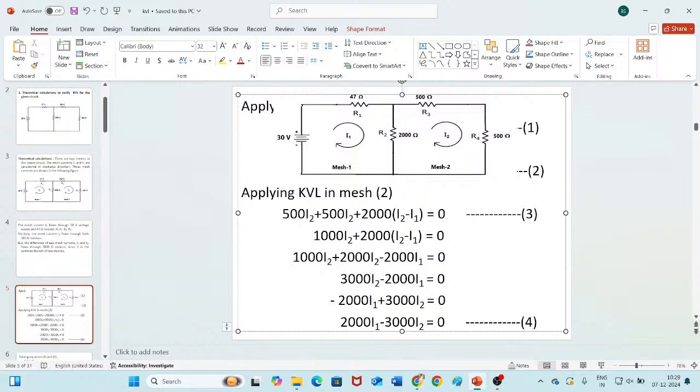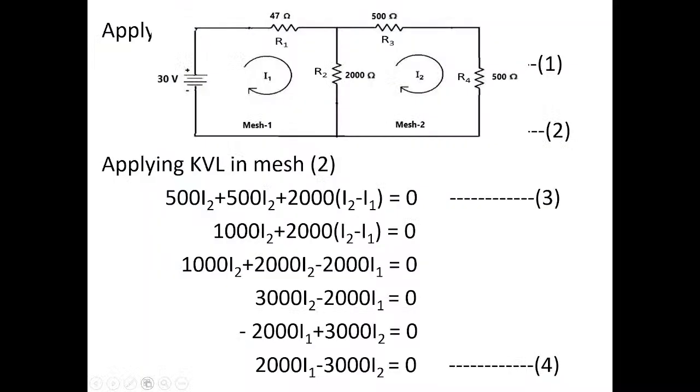So just 1000 I2 plus 2000 I2 minus I1 is there. So 2000 I2 minus 2000 I1. I have just expanded the above equation. And what you can do later is you just add the common terms. So I have added 1000 I2 and 2000 I2. I have got 3000 I2 minus 2000 I1 equal to 0.